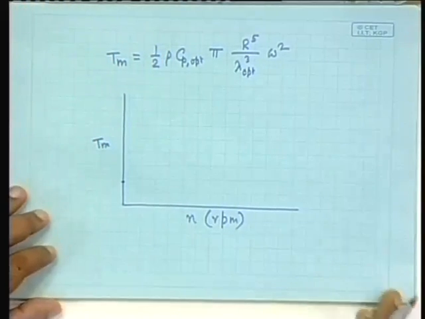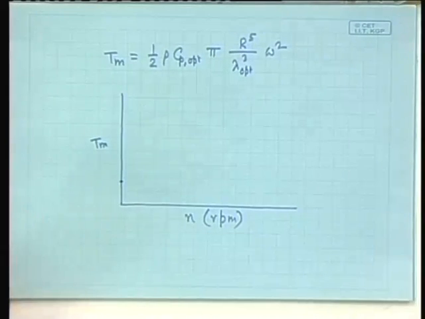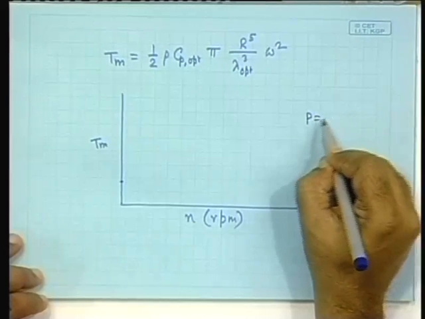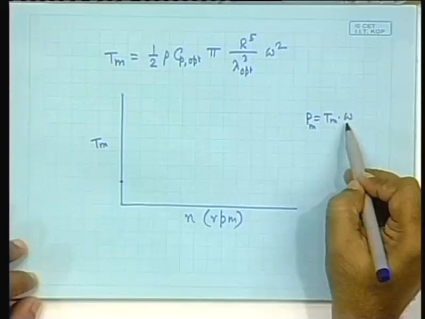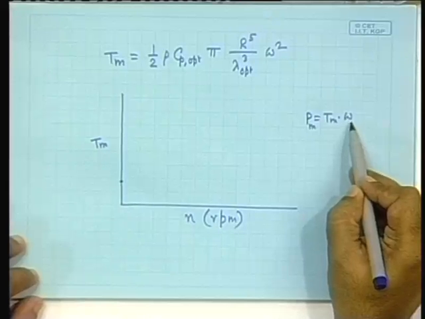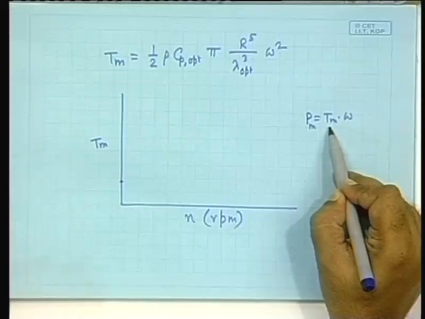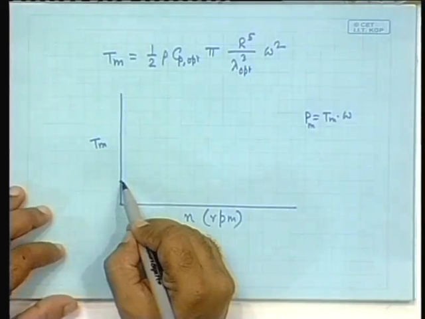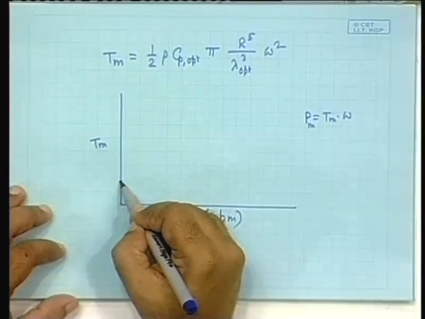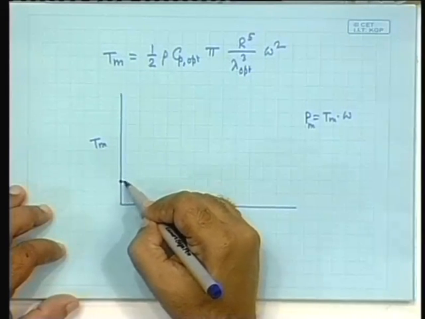Notice that the power Pm is Tm times omega. So, at n is 0, omega is 0. That is why this does not need to be 0 then. It is 0 for the Darrieus rotor, where there is no starting torque, but for the horizontal axis wind turbine, there is no reason to assume that it will actually be 0, though it is really small, very small. So, it will start from here and it will follow a similar characteristics, something like this.